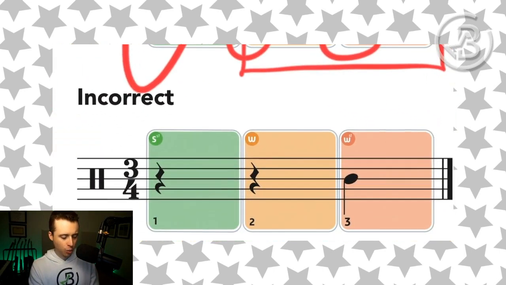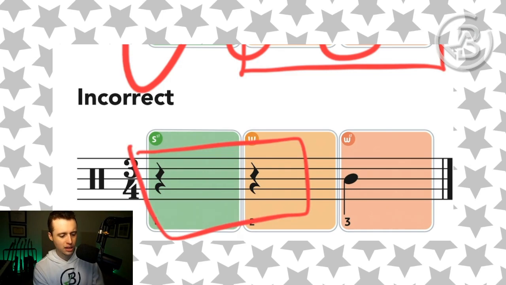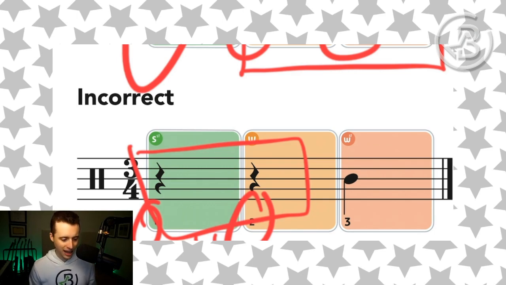Now let's talk about one more. In 3-4, we have a quarter rest on beat 1, and we have a quarter rest on beat 2, and then a quarter note on beat 3. So essentially what we want is 2 beats of shh, beat 1, beat 2. We want silent. Now the problem here is that this is breaking rest rule number 3, that all rests must be combined if they can.